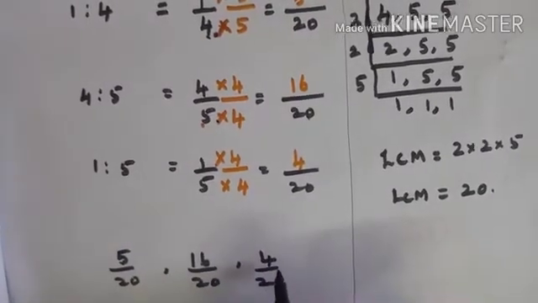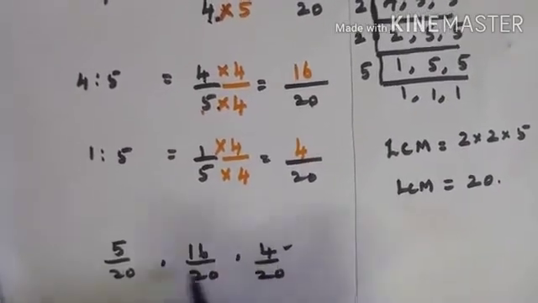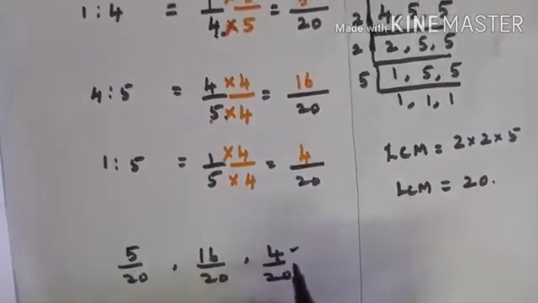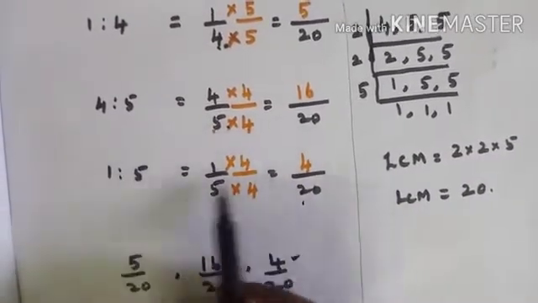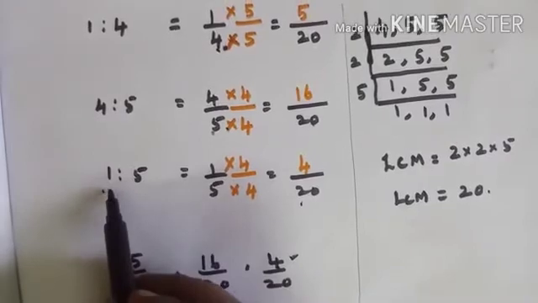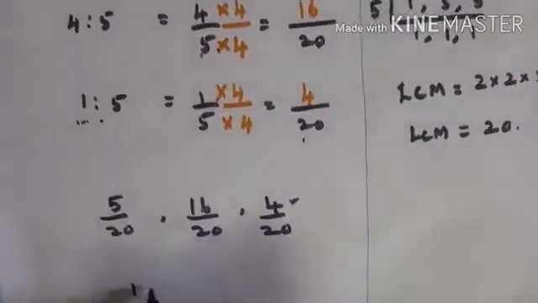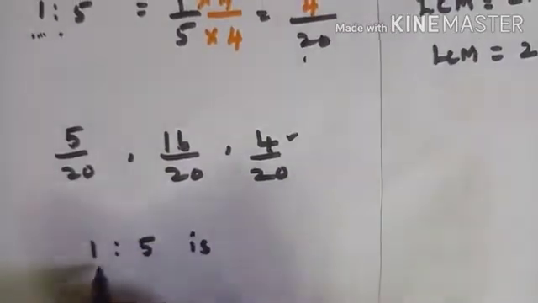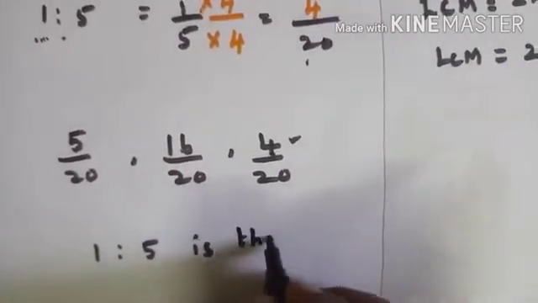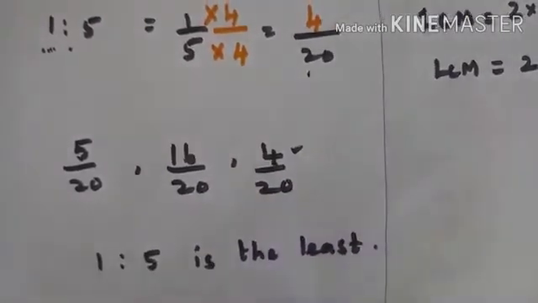So which is the least? 4 by 20. So this is the smallest number when compared to these numbers, isn't it? Therefore 4 by 20 is the least. Therefore you see here this number, 1 is to 5, is the least. Therefore the answer is 1 is to 5. The ratio 1 is to 5 is the least. So this is the answer.